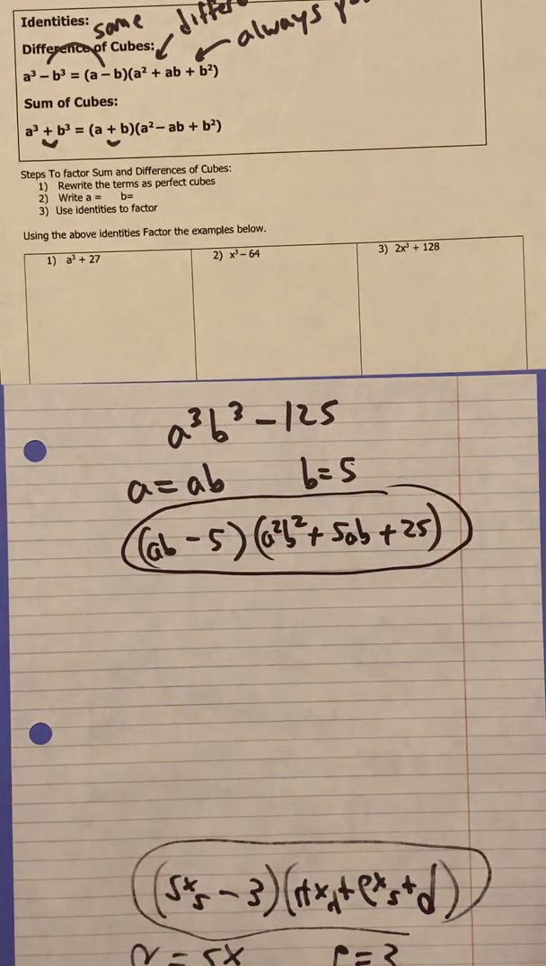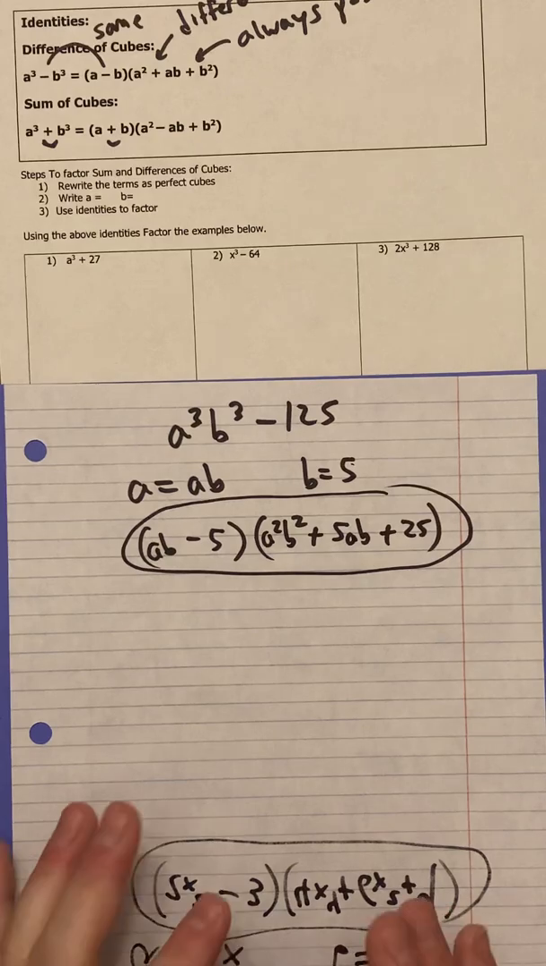So this is how you factor sums and differences of perfect cubes. So hopefully this is clear, and you should be able to do the problems in the homework.